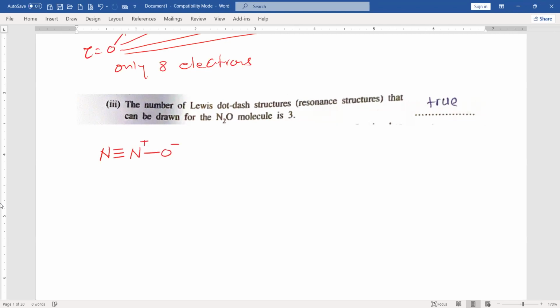N2O. This is the structure. So we have this. Another structure for this: N double bond O. Then this will be plus, then this will be -2. So another structure. Then we can try some other structure like this. N double bonded to lone pair, and here only one minus. Right, then all together only 3 structures, no? So it is correct.